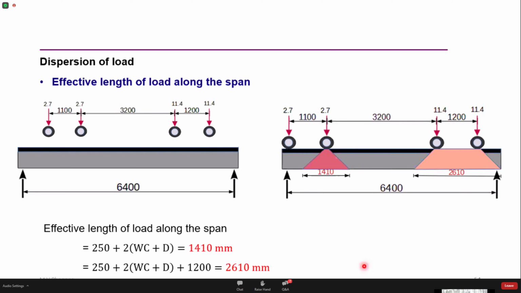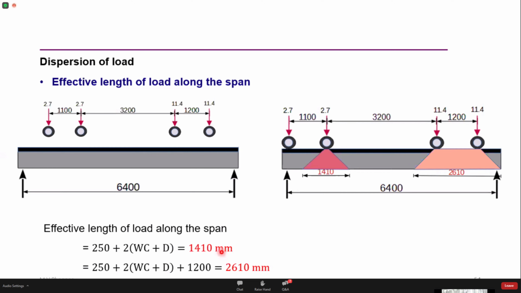What I'll do is take the first one. This is the first axle load. The load is getting transferred or dispersed through the bearing course and through the deck slab, the structural slab. So 250 mm is the contact length of the wheel on the deck slab plus 2 times the thickness of the bearing course and the thickness of the slab.